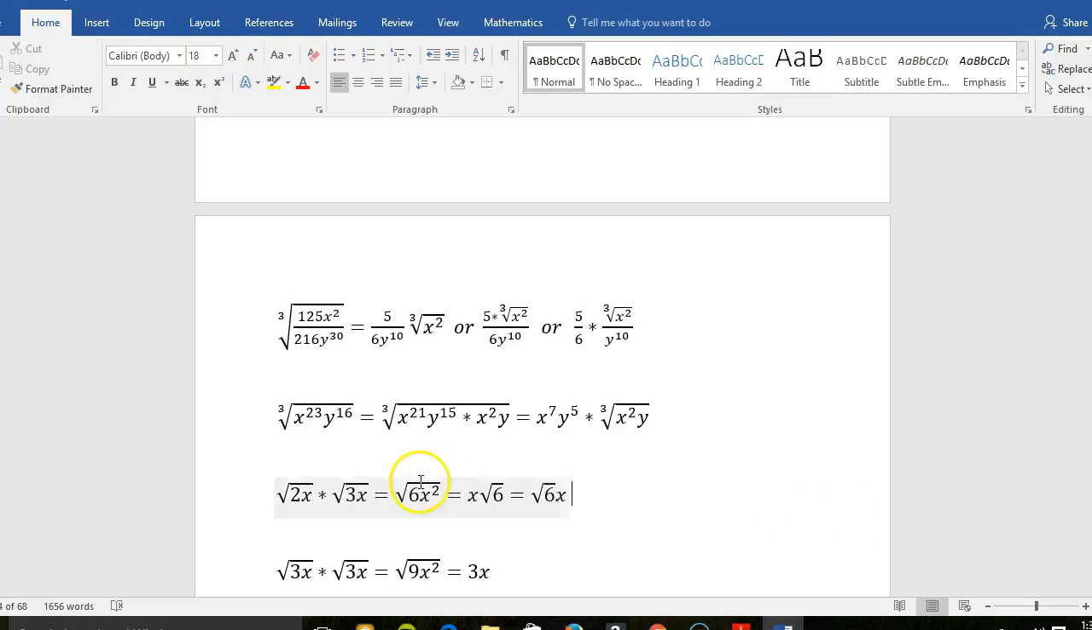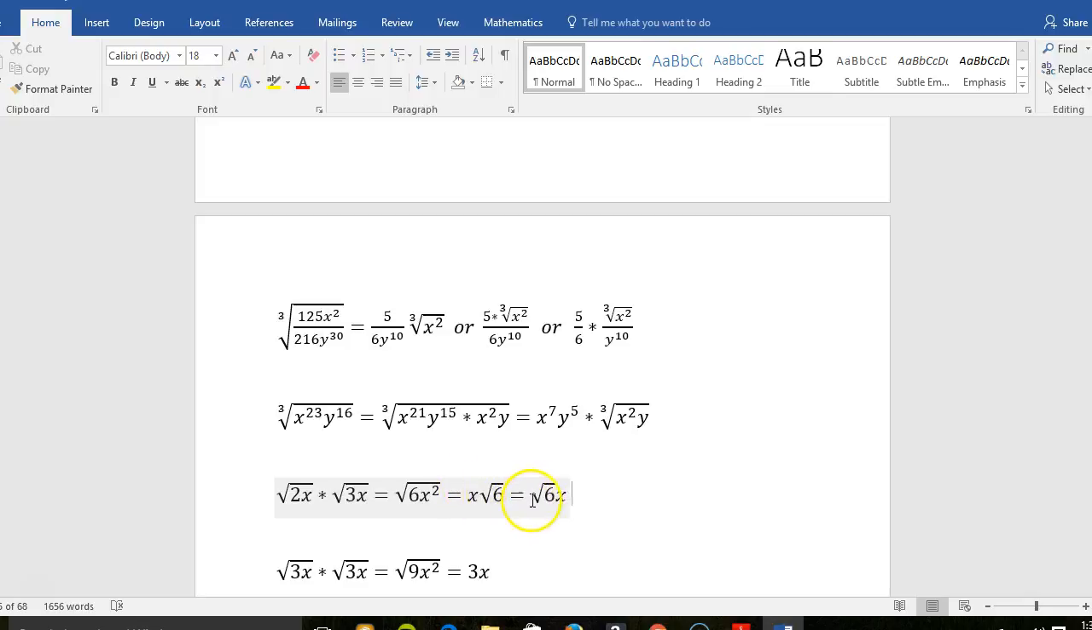Okay, so radical 2x times radical 3x, that's radical 6x squared. As long as x is positive, this is valid. If x wasn't positive, this wouldn't even be valid. But it's valid because I'm assuming x is positive. But remember, x squared comes out as x when x is positive, and we're assuming it always is. So we got x radical 6.